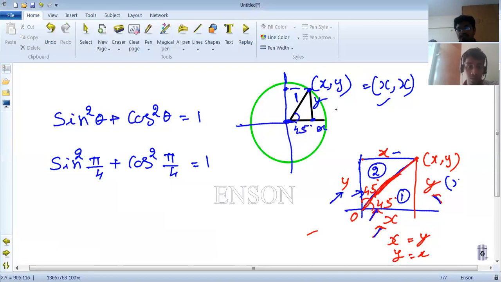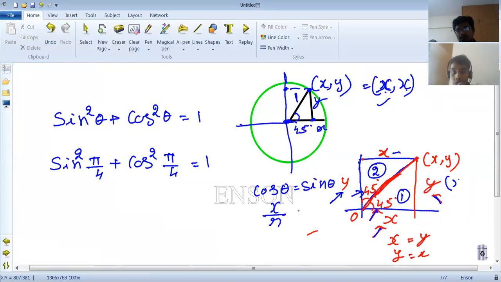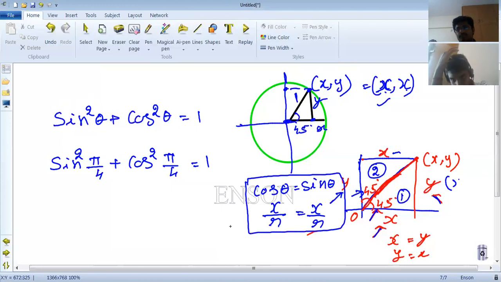Here, x is equal to y, the x coordinate value and y coordinate value are equal. So, can I take cos theta is equal to sine theta? Why? Because cos theta is x coordinate value to the r and sine theta is y coordinate to the r. Here y coordinate value is also x. Correct? Y coordinate is also x. How? From this point.